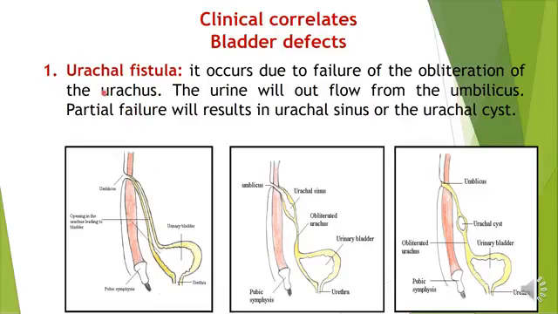The clinical correlates of bladder defects. First, urachal fistula. It occurs due to failure of the obliteration of the urachus. The urachus forms from the allantois. The allantois is obliterated, forming the fibrous cord between the bladder and the umbilicus. If it fails, urine will flow out from the umbilicus. Partial failure will result in urachal sinus or urachal cyst.